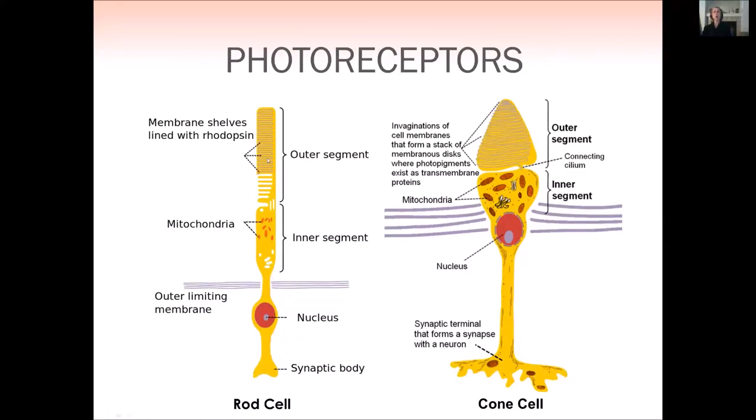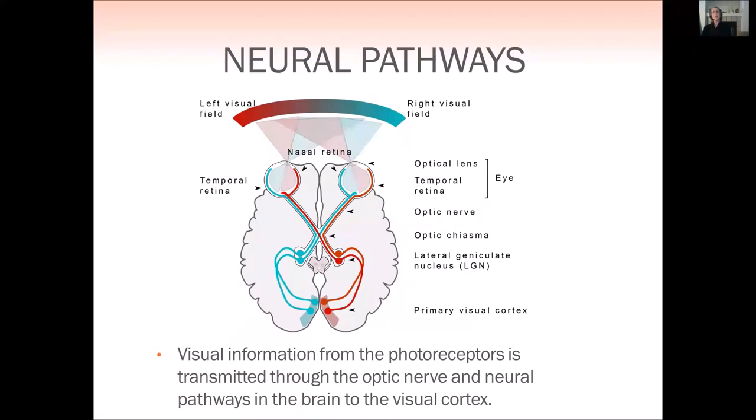The rods are not for color vision. They are able to pick up very tiny amounts of light, and so we're able to see in dim light. Our night vision is black and white, whereas when we have good light, we are able to see color. Visual information from the rods and cones then needs to be transmitted to the brain. Here is the primary visual cortex of the brain that's going to interpret the information from those photoreceptors.